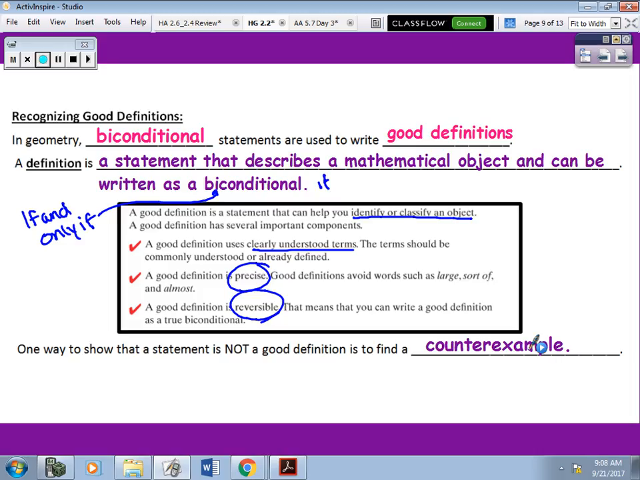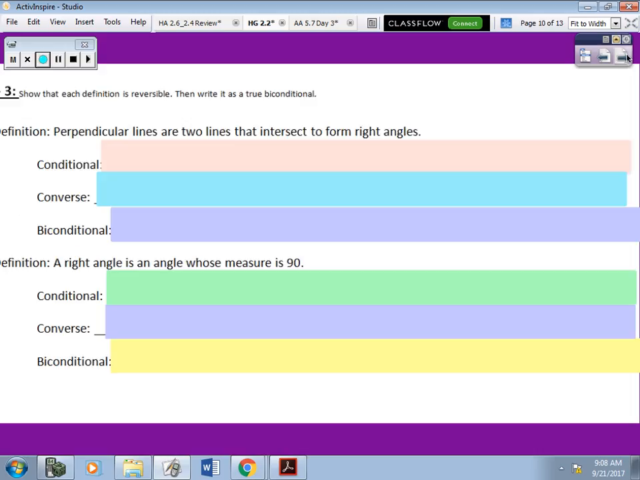All right. We'll probably only do one of these because I think you guys are doing okay. Let's do B because it's shorter writing-wise. Okay, so it says, show that the definition is reversible, then write it as a true biconditional. It says a right angle is an angle whose measure is 90 degrees. That is the definition of a right angle.